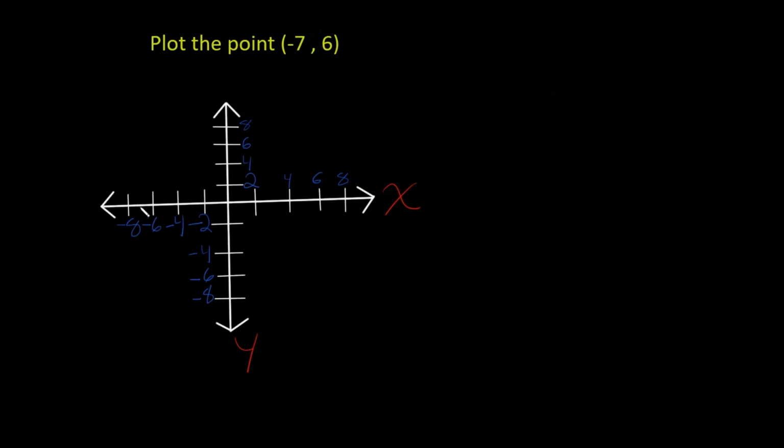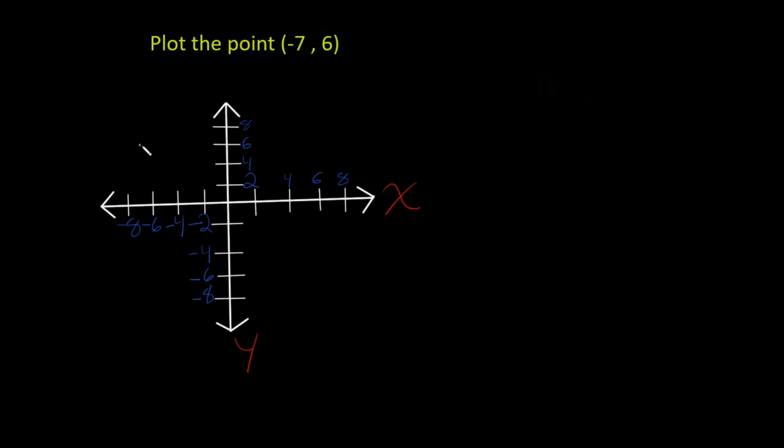So this is our x value. It is -7, in between this -8 and -6. And then our y value is +6, right? So we're going to go up by 6. So this is 2, 4, 6.